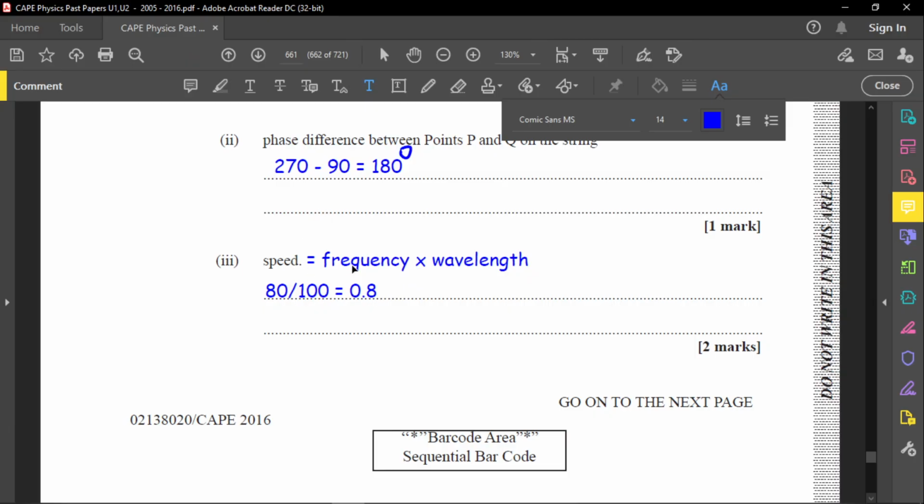And the frequency that was given is 15 hertz. So I'm going to say now that the speed is equal to 15 multiplied by 0.8. And that will give us 12 meters per second. That's equal to 12 meters per second. All right, let's go to the next part of the question here.